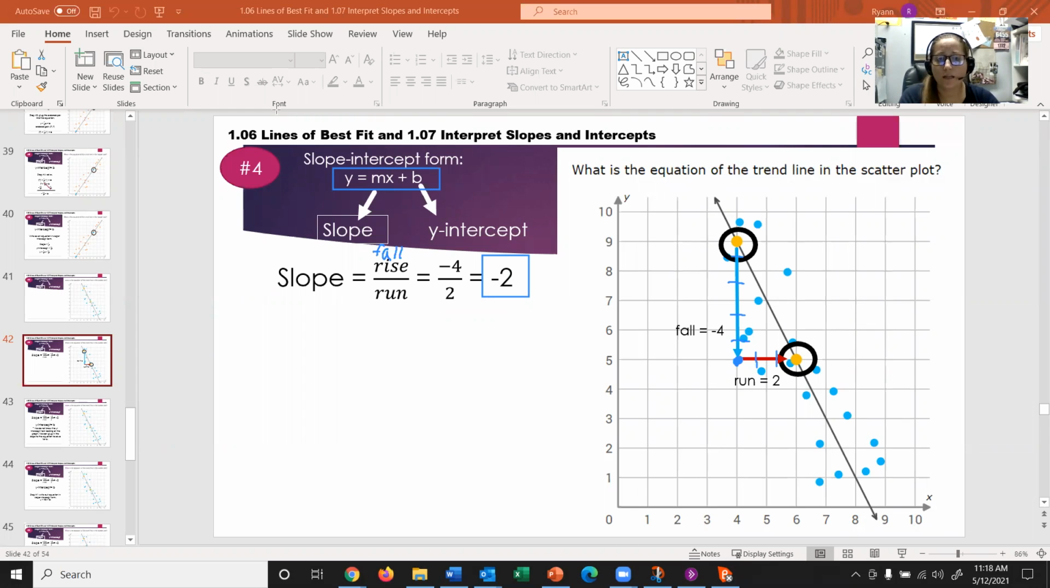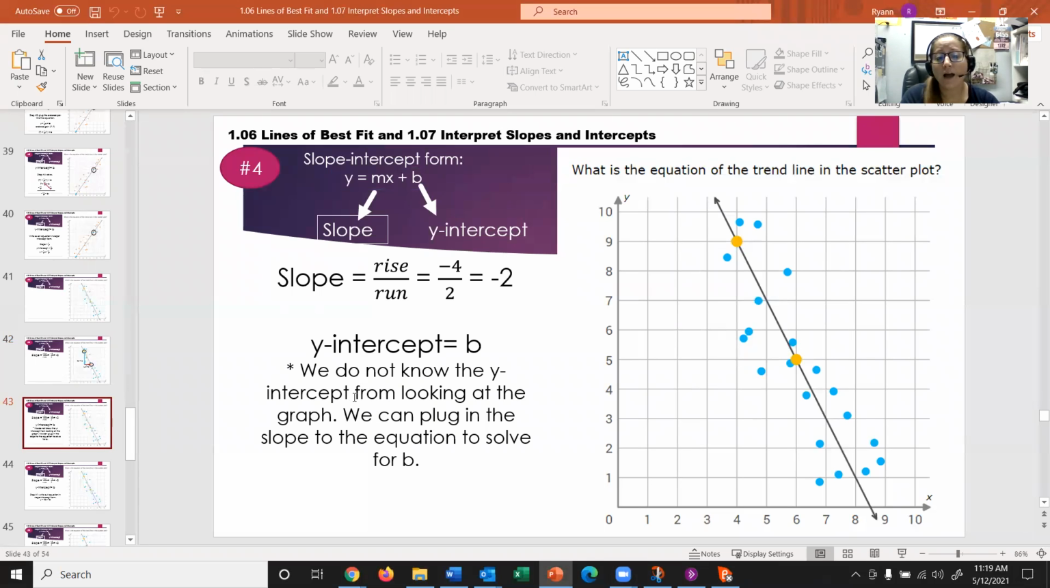Now, this is where we're going to get into a little bit more of a challenging part of this assignment. We found the slope, but we still have to figure out what the y-intercept of this line is going to be. When we look at this, we do not know the y-intercept from looking at this graph, but we can use these yellow ordered pairs that they have picked out for us on the trend line. We can use these ordered pairs to help us solve for b. And there's a certain amount of steps that can be taken to figure this out.